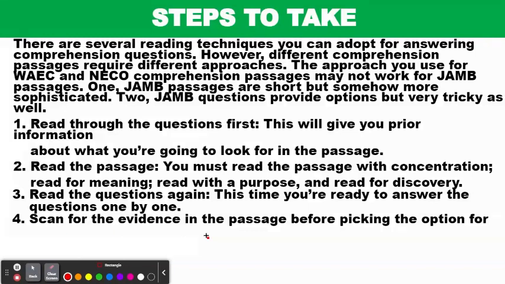Then number four, scan for the evidence in the passage before picking the option. Okay? Before picking the option, you have to scan for the evidence in the passage. Okay, so this is what you do. Now, once you pick question one, you pick the keyword from that question, and then scanning means that you are going to the passage just to browse through and look for the piece of information that will provide the answer to this one question. When people go for a scan, they are going for a specific piece of information in that part of their body that is being scanned, okay?